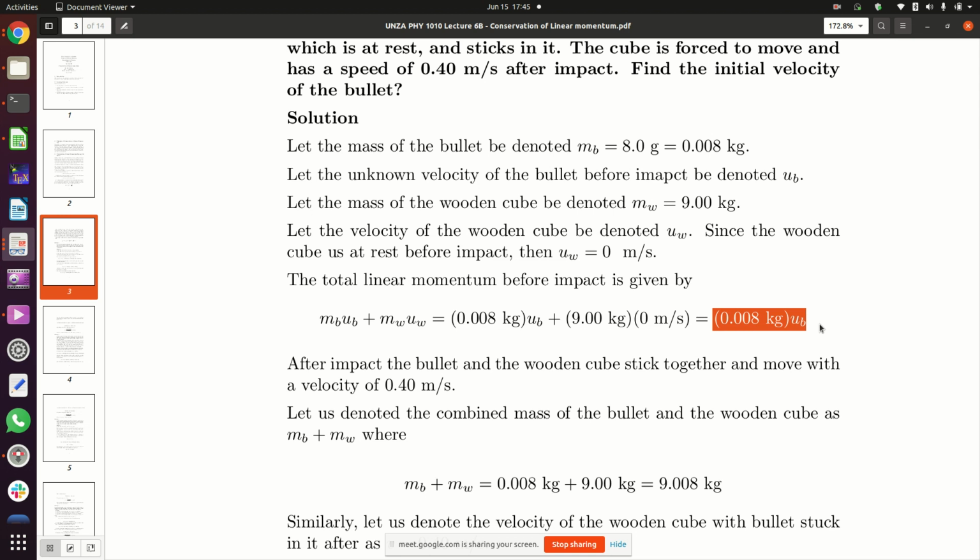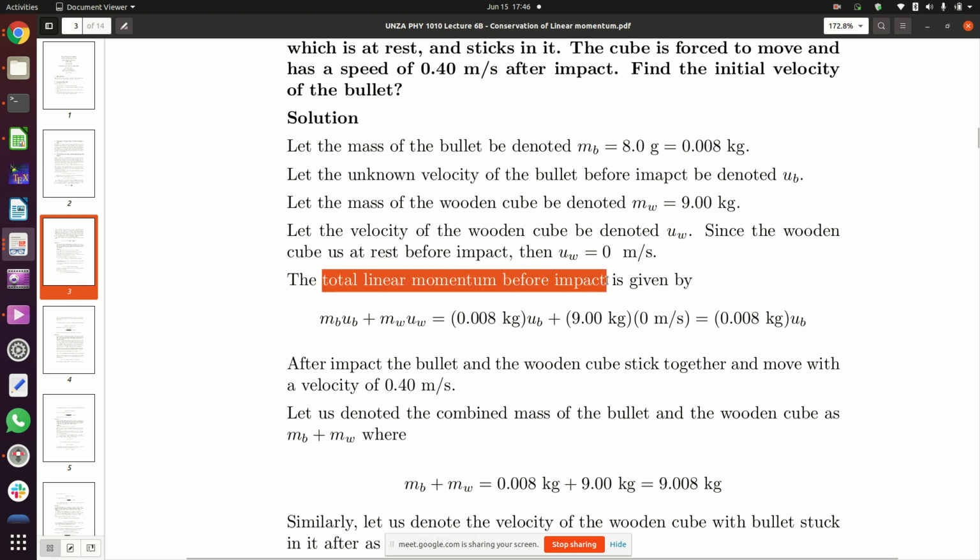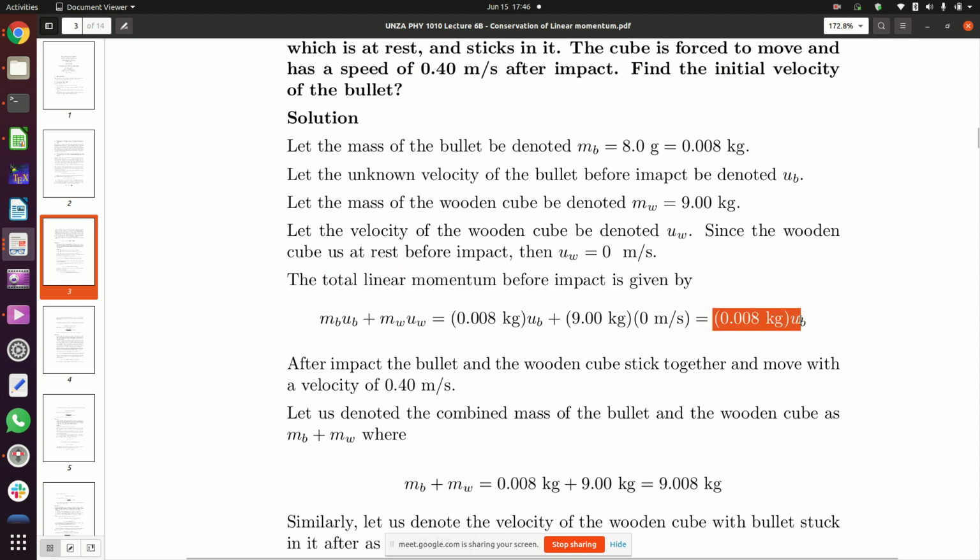The other thing you should remember about what we said about linear momentum is that it is a measure of motion. Linear momentum is a physical quantity which gives you how much motion is happening. So as you can see, all the motion which is happening before impact is because of the bullet. The wood does not contribute any motion because its velocity is equal to 0. So the total linear momentum before impact is entirely because of the bullet and its velocity.